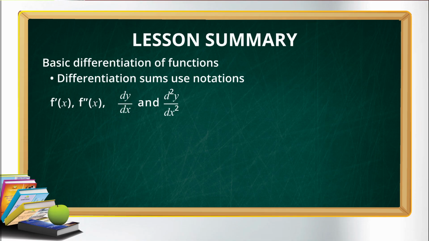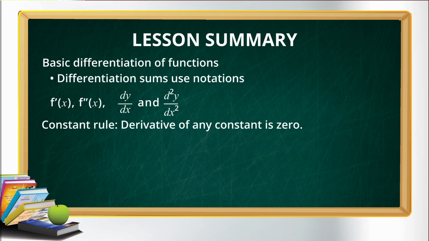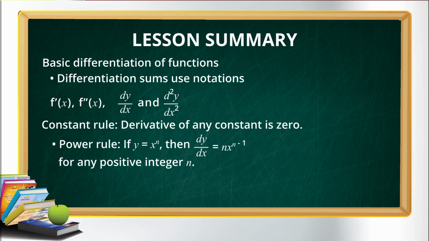We have seen in today's lesson that when doing differentiation, we use the notations f prime x, f double prime x, dy dx, and d squared y dx squared. The constant rule states that the derivative of any constant is 0. The power rule states that if y is equal to x to the power of n, then dy dx is equal to nx to the power of n minus 1 for any positive integer n.